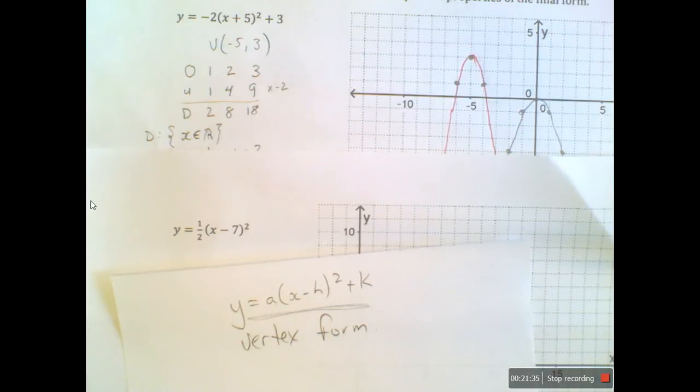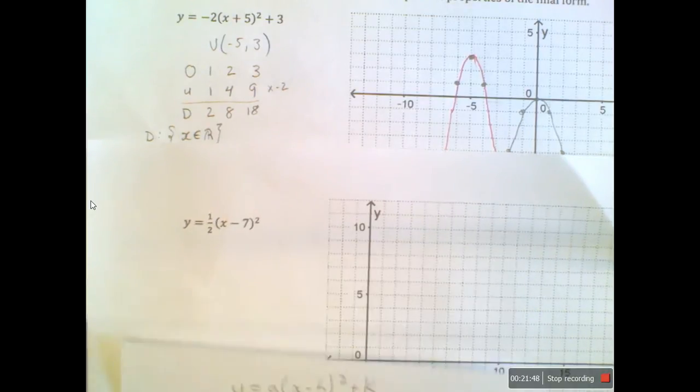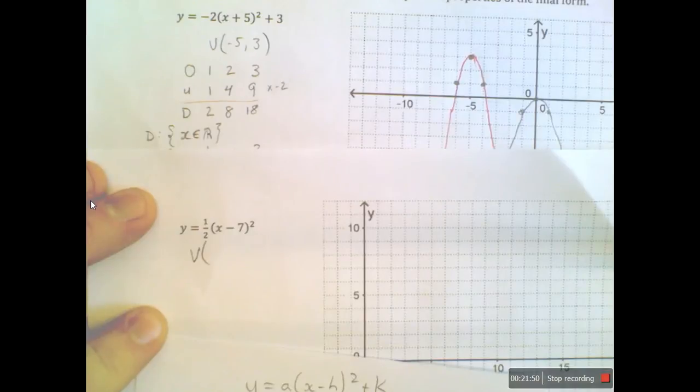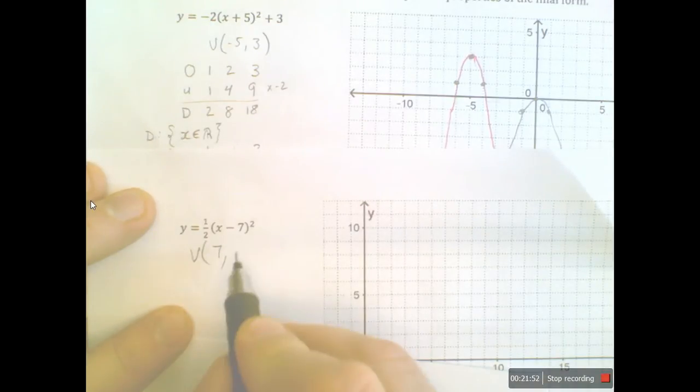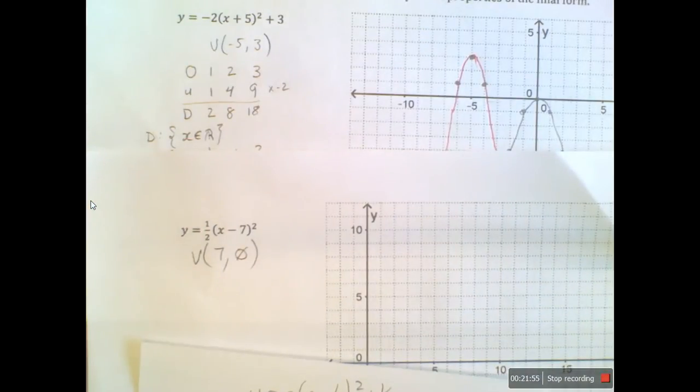Horizontal shift, right. Good. So it's got a horizontal shift. What else? It does not have a k. Thank you. Right, so no vertical shift. So what does that mean about our vertex? It's going to be right 7, but not up or down anywhere. So it's still just 0.